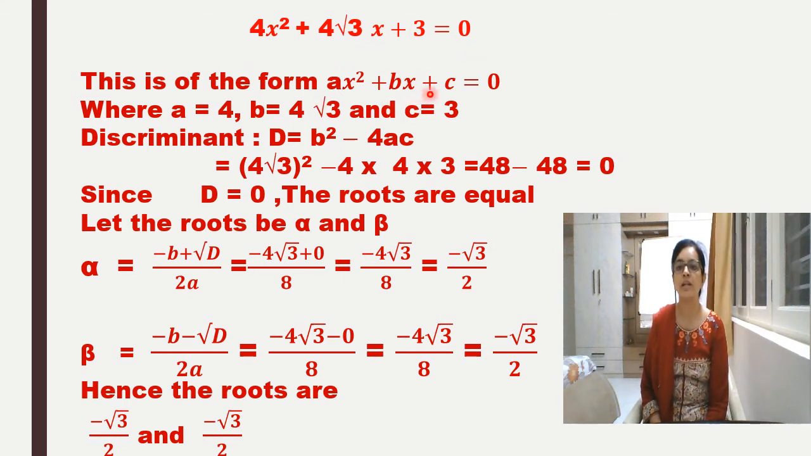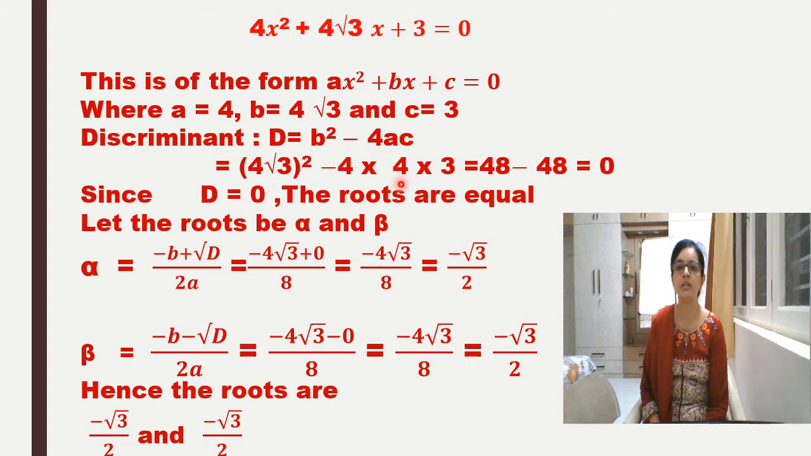Now here you can see that this quadratic equation is of the form ax squared plus bx plus c equal to 0, where a is equal to 4, the coefficient of x squared, b is equal to 4 root 3, and c is equal to 3, which is the constant term. And let us find the discriminant using the formula. What is the formula for the discriminant? It is b squared minus 4ac. Remember the formula properly. Now replace b with 4 root 3 whole squared, and minus 4 is as it is.